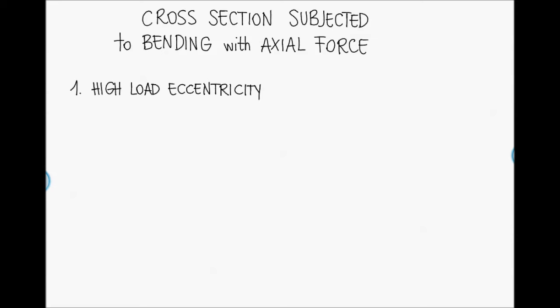In this situation, the neutral axis falls within the cross-section and divides the cross-section into portions, one which is in compression and one which is in tension. The section we consider in this case is therefore a partialized cross-section.